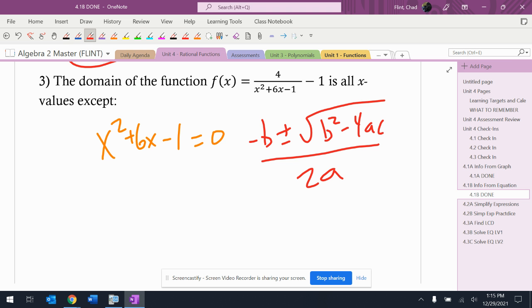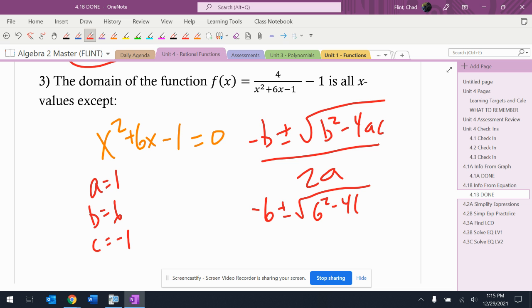So a is 1. Remember, it's the number in front of the x squared. b is 6. c is negative 1. So it's negative 6 plus or minus the square root of 6 squared minus 4 times 1 times negative 1, all over 2 times 1.